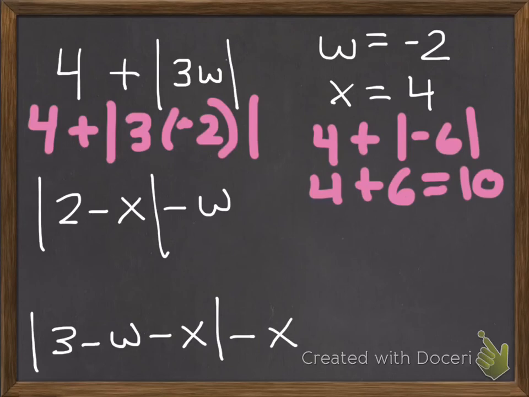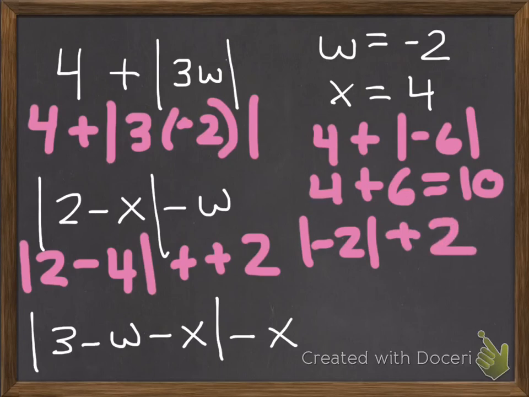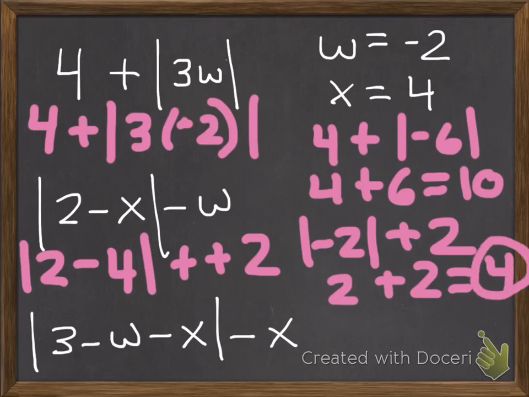Next I have the absolute value of 2 minus x, minus w. I'm going to leave the absolute value symbols there until I take it. I have 2 minus 4 because x is 4. And then minus -2 is going to be outside the absolute value symbols, which ends up being +2. So inside the absolute value symbols is 2 minus 4. That gives me -2. The absolute value of -2 is what I just wrote, +2. Now to take the absolute value, I need to make this +2, and then +2. So I have 4 as my answer.